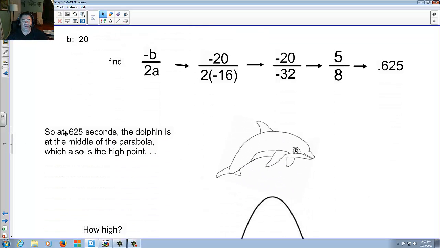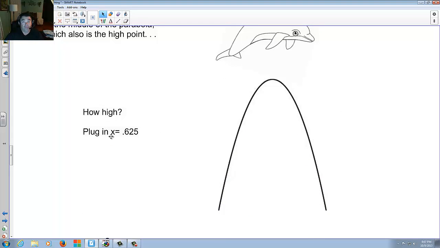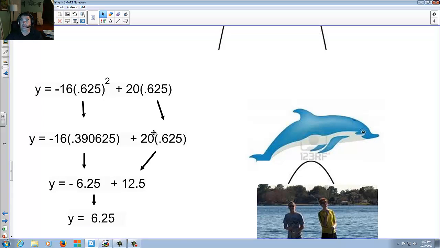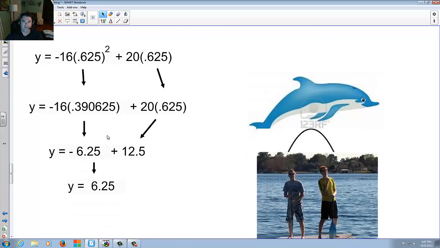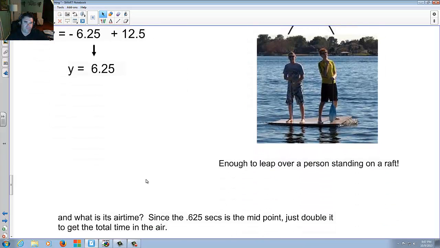So at 0.625 seconds, the dolphin is in the middle of the parabola, which is also the high point, as you can see here. How high? Plug in the 0.625 here, square, times negative 16, and plug in 0.625 times 20 here. I'll save you all the algebra. I did it for you already. This, and this, this, and this, this, and this. So it's going to be cresting at 6.25 feet in the air at 0.625 seconds out of the water.